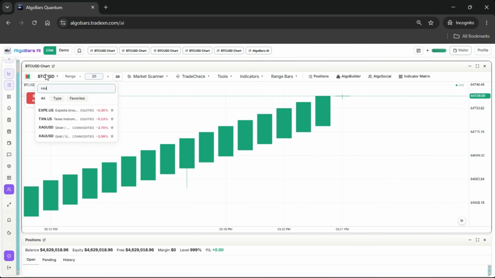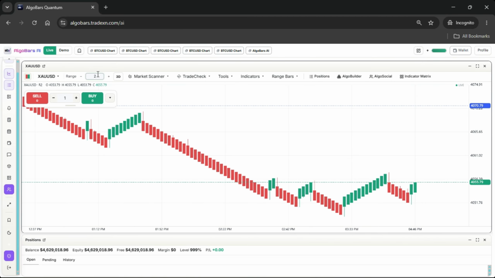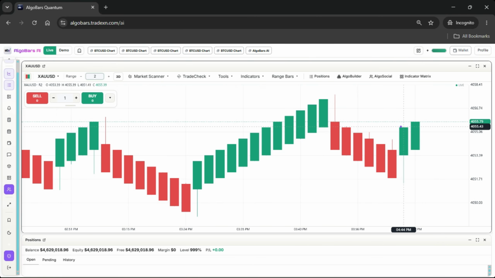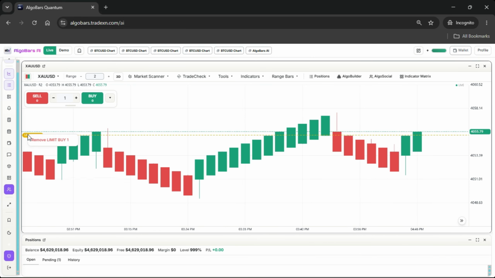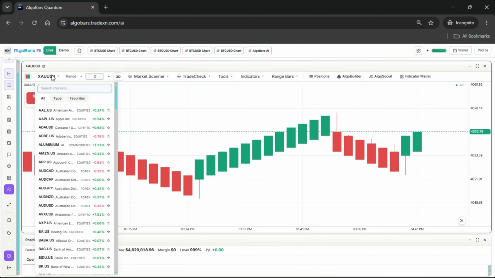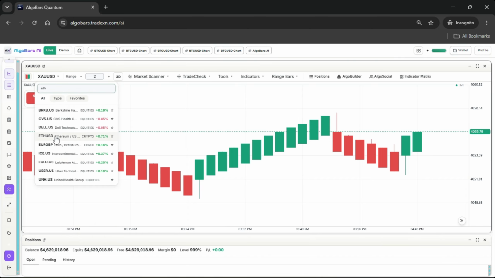Let's go to another chart like gold. Here we go. We'll change the two size range bar. Here's a buy trade on gold right there. I'm going to place a pending order right there. Buy. Right there. Gold. Now let's wait for it to fill. Oh, gold market is not open yet. It's the weekend, so we're just trading cryptos.